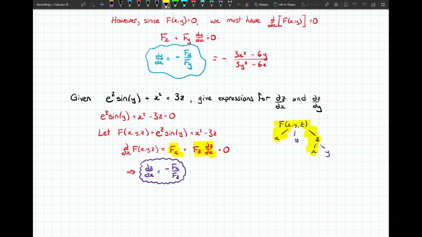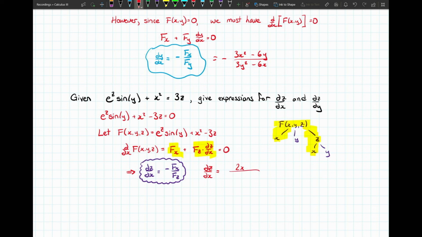And we can go and quickly compute those 2 things. In this example, f partial x is just going to be treating y's and z's all as constants. So the derivative of this first term with respect to x is just 0. The derivative of x squared with respect to x is 2x. And then the partial derivative of negative 3z with respect to x, treating z as a constant, is 0. So that's all we have in the numerator.